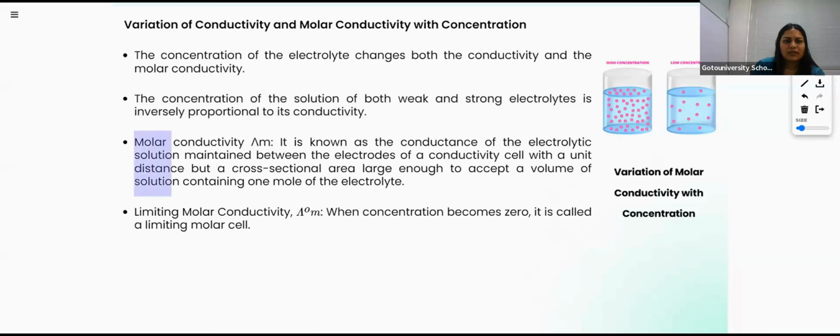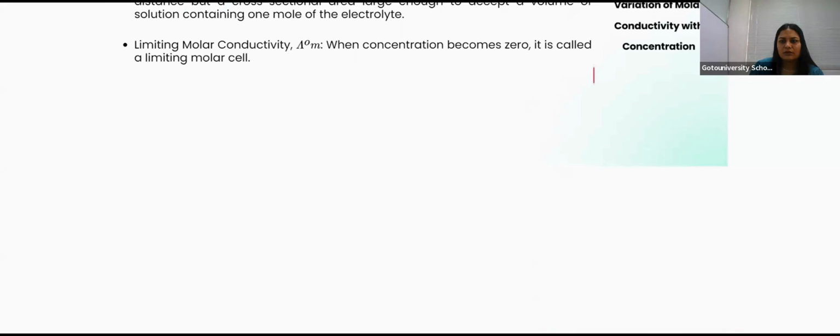For molar conductivity, as it is the inverse relation, the conductivity will vary in molar conductivity, right? But this molar conductivity is also known as the conductance of an electrolytic solution maintained between electrodes of a conductivity cell with a unit distance and unit cross-sectional area. As we have discussed, unit distance is what?